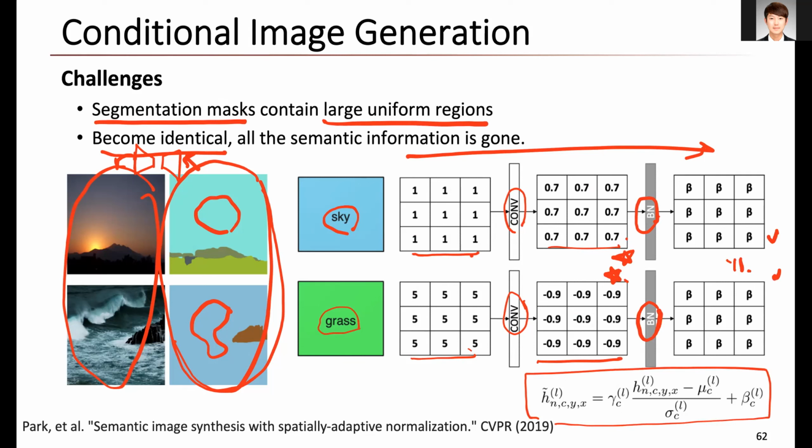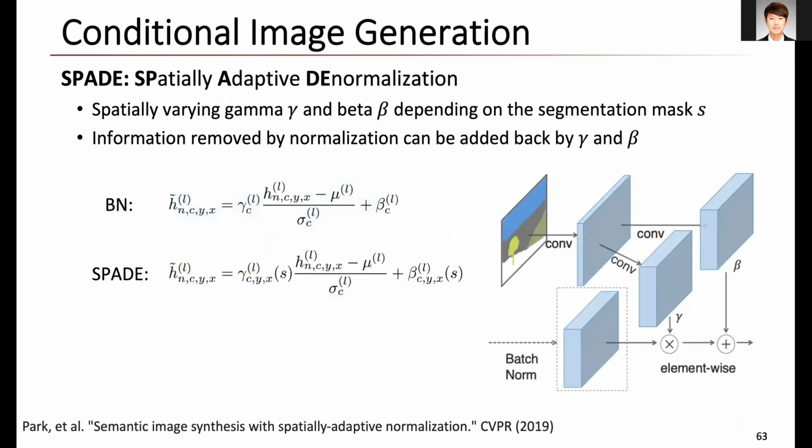So all the semantic information is gone. So it becomes identical. So it's not desirable. Why? Because we want to discriminate sky region, grass region to generate high quality images. So it's not desirable. So that's why the quality of the content image generation is limited. So this paper, the SPADE paper, tries to solve this problem.